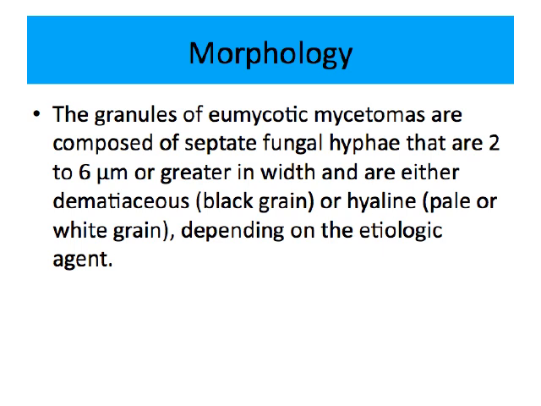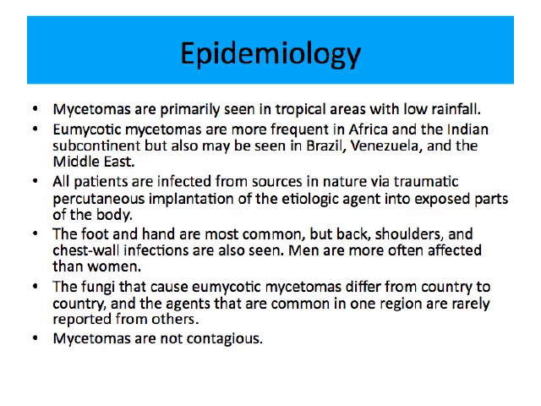As far as morphology of the eumycotic mycetomas, they have typical hyphae, smaller in size, and many times you may see black or pale white grains. That actually depends upon which type of lesion it is. So they have a typical deposition of these granules. Epidemiology, again typical in tropical areas and more frequent in Africa and the Indian subcontinent, but in South America some of the countries do have it. And again, pathogenesis is traumatic percutaneous injury on your exposed parts, so your hands and feet. Foot and hand are most commonly affected, but it could be anywhere, and men are more often affected than women.